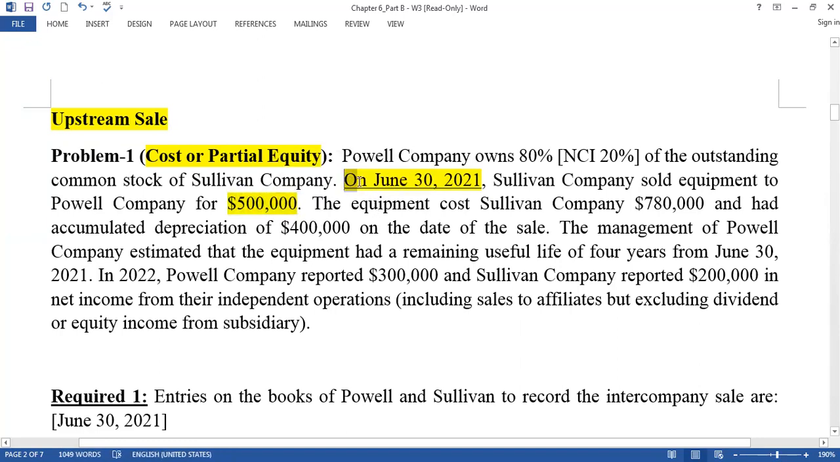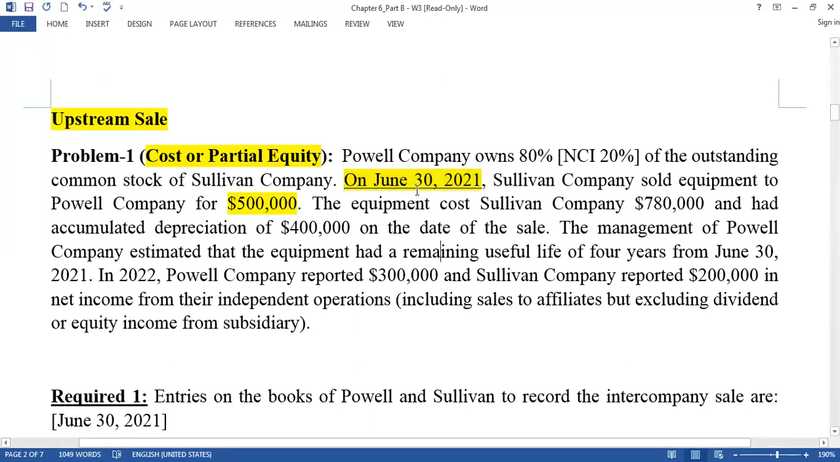And this date is important, June 30, 2021, because usually we record depreciation based on 1 year, right? You learned from your principles of accounting 1 or advanced accounting that we calculate depreciation for 1 year. But here, as we have a partial date, that means subsidiary sold the equipment to parent on June 30, 2021. So we have to record depreciation for 6 months. You understand? So this date is important.